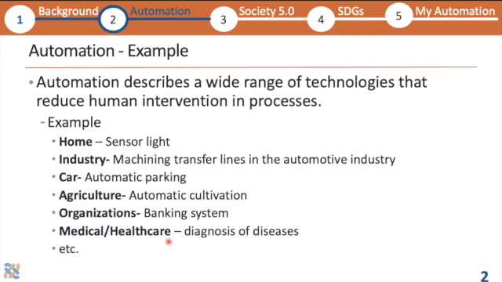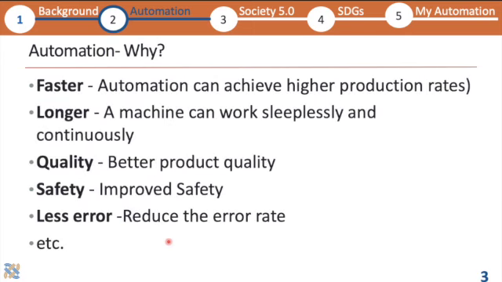Now let's move to the next phase: why we need automation. It's very simple. A couple of things to keep in mind: automation makes the system faster. It can also work for a longer time than a human being. A machine can work sleeplessly and continuously as long as you provide power. Of course, the quality is better and it's also safer.